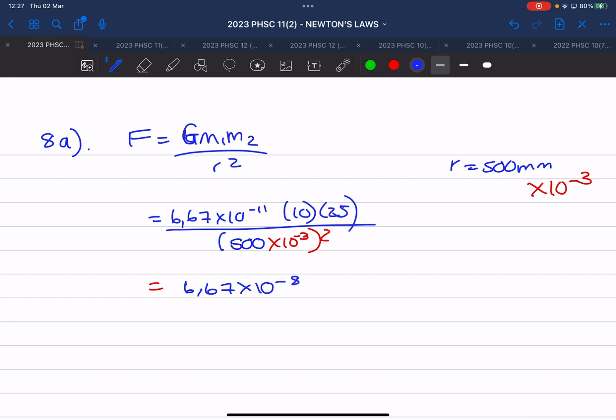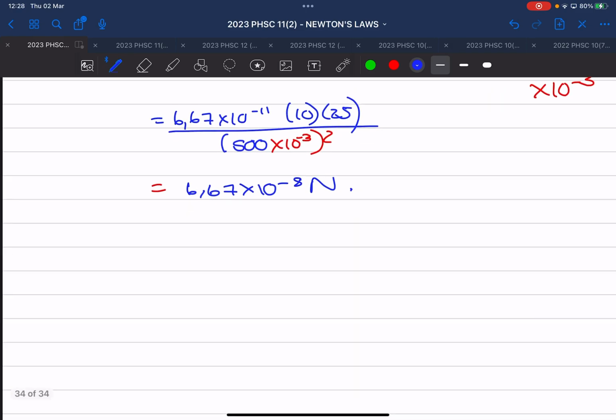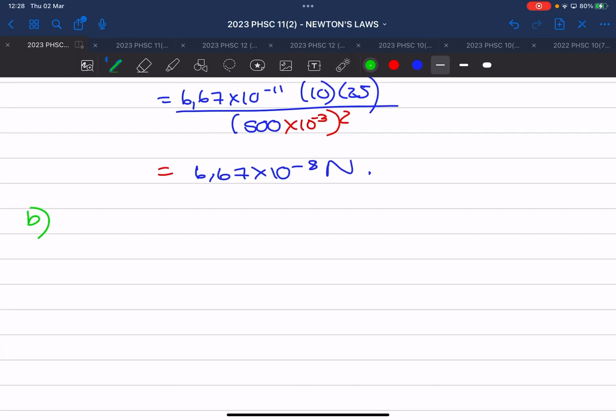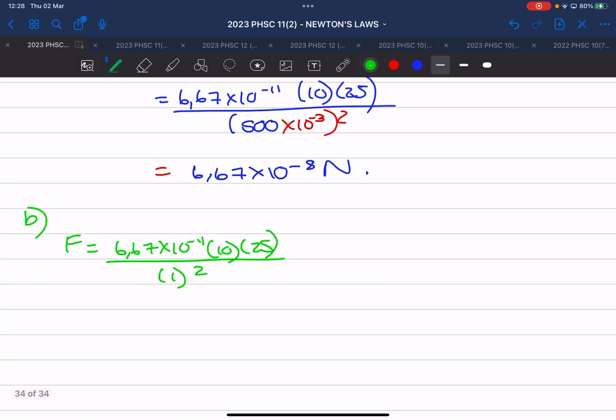6.67 times 10 to the power -8 newtons. Good. Okay. Now side B: if the masses move so that their distance is now a meter from one another, what will happen to the force? You can do it in one of two ways. You can either redo this whole thing, 6.67 times 10 to the negative 11 times 10 times 25, times 1 squared, okay?